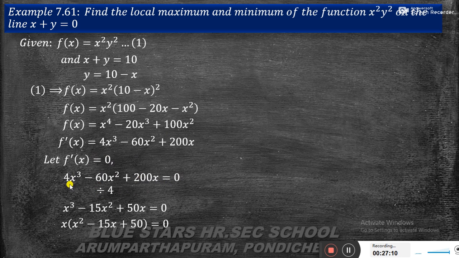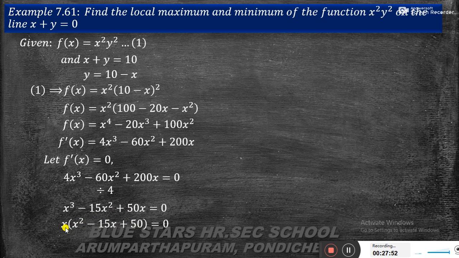Now you see all the terms are multiples of 4, so I divide by 4. So x cube minus, I divide 60 by 4 and 200 by 4. So 60 by 4 is 15. So x cube minus 15x square plus 50x equals 0. This is the equation after dividing by 4. Next you see x is common in all the terms, so I take x out. So x into (x square minus 15x plus 50) equals 0.